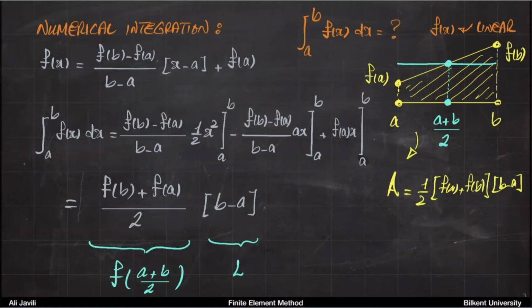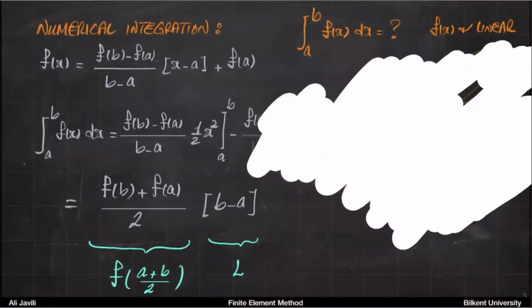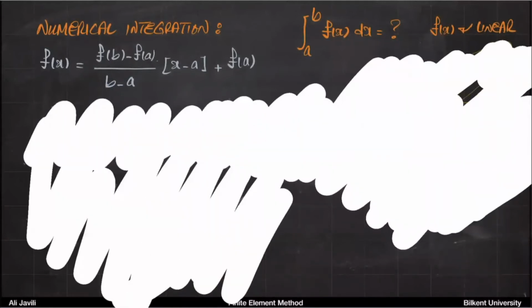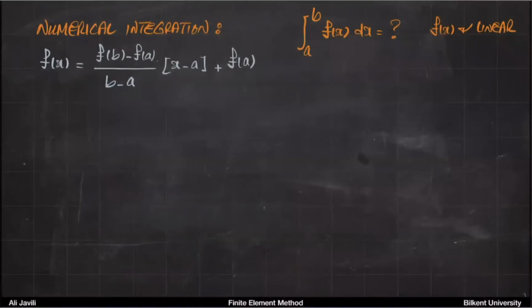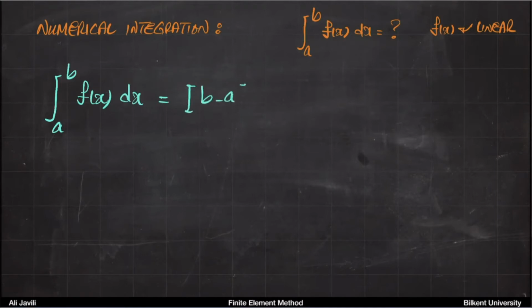Let me just clean this up. So basically what we are doing here is to say if f was linear, like we just said, that the integral of f of x dx from a to b is just b minus a, that's the length of the domain, times f of (a plus b) divided by 2.